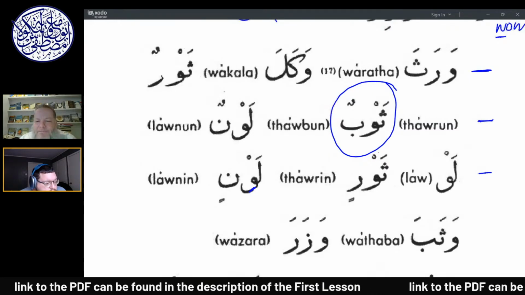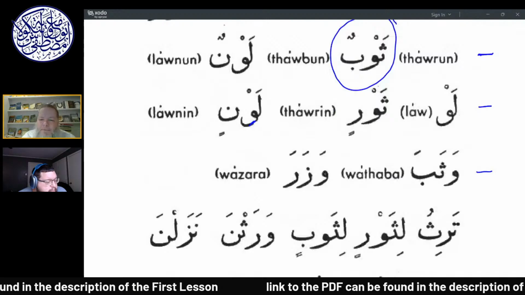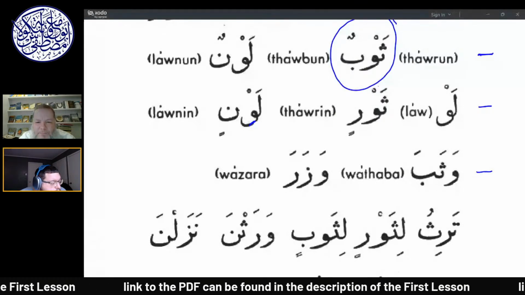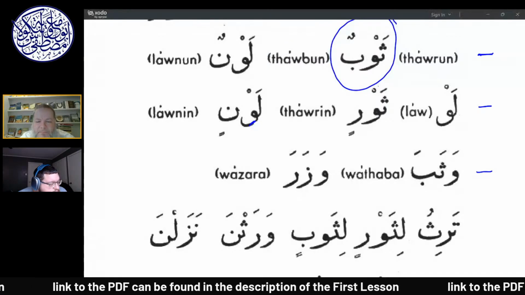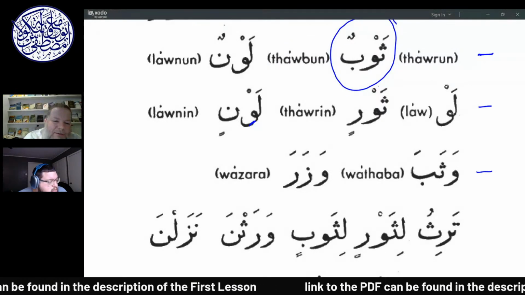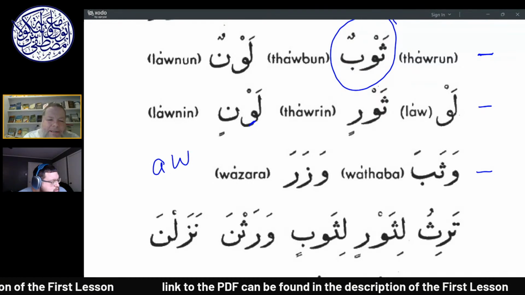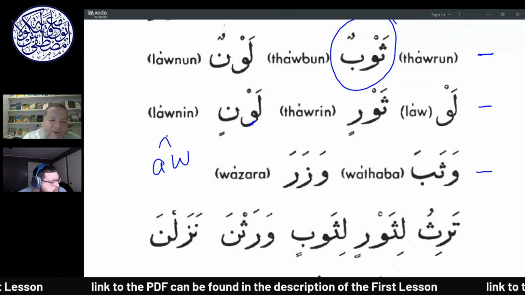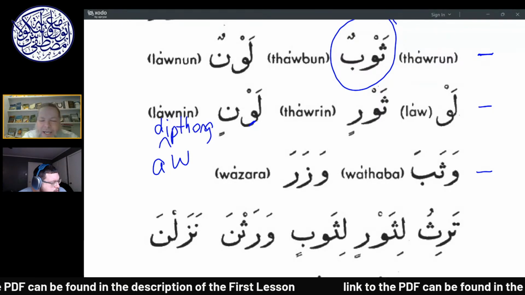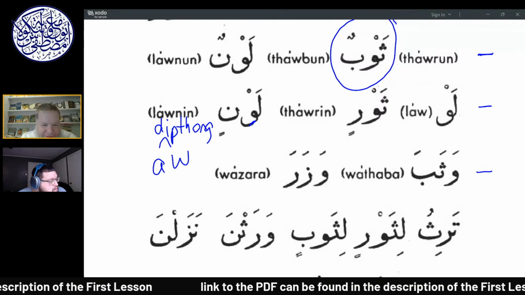The next line, Wathaba. There you go. Wazara. Exactly. Now this aw sound, low, thobe, like this, in English they call this a diphthong, right? It kind of changes the sound to an ow sound. You know what I mean? But you don't have to worry about that.